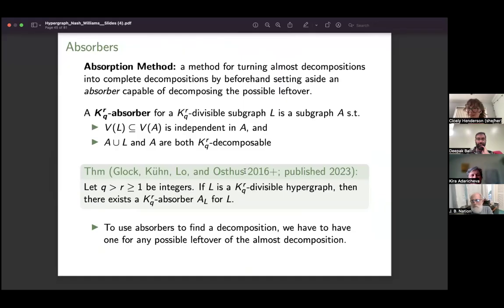Now the group, you'll see some names here that come up quite a bit: Glock, Kühn, Lowe, Montgomery, and Osthus. They and subsets of that research group formalized a type of absorption method called iterative absorption. In particular, I think it was the 2016 proof of the existence conjecture that uses that really formal absorption method. And then Michel Delcourt and Luke Postle formalized another absorption method called refined absorption just a couple years ago. So that's a little bit of history there.